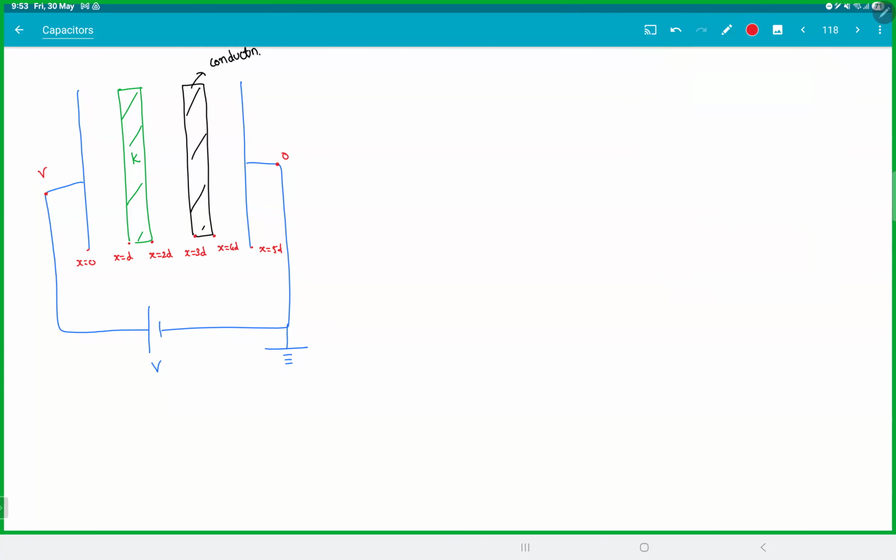Do you guys remember what is the field between the plates? Field between the plates is simply potential difference by distance between them. It doesn't matter if you have a slab. The field is simply V by D. And remember, ignore the conductor. So it is actually V by 4D. Whether you have a slab or you don't have a slab, it doesn't matter, because remember I told you the slab's field is not going to affect anything outside.